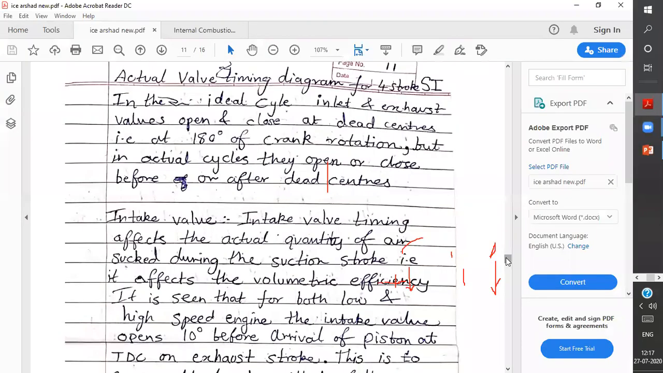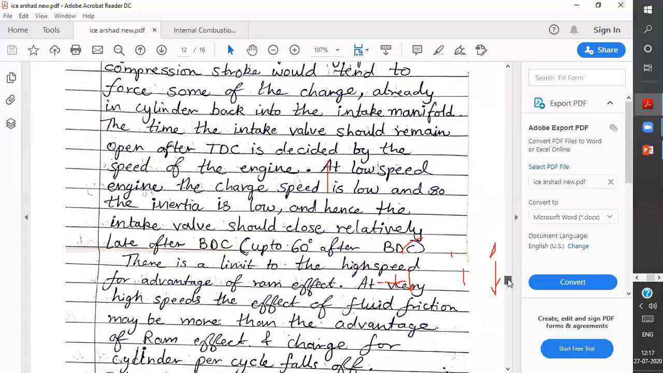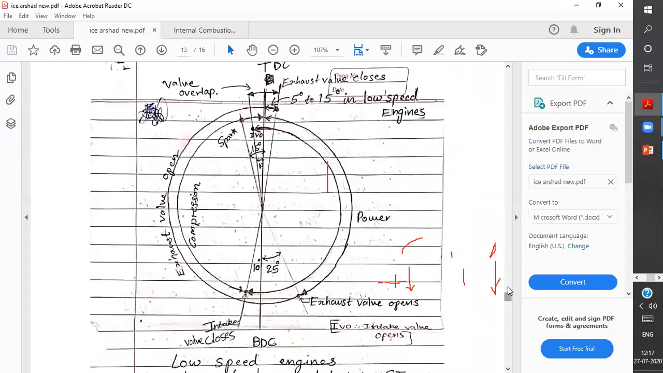Yes, let us see the actual valve timing diagrams now. All of you can see this, the actual valve timing diagrams. I'm trying to show it to you here. See what is happening here. There are some notations used. There is the inlet valve.